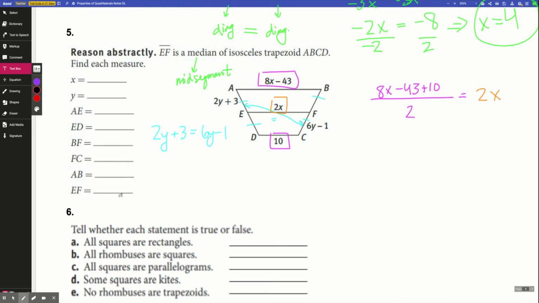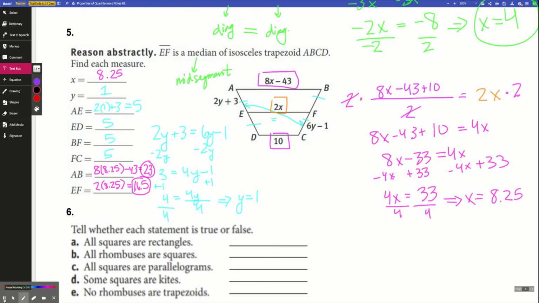Okay, so I want you to pause the video now, use these two equations, solve for x and y, find all of these missing values you see on the left here, and then check back with me to see if you were correct. All right, folks, so go ahead and check your answers against mine.